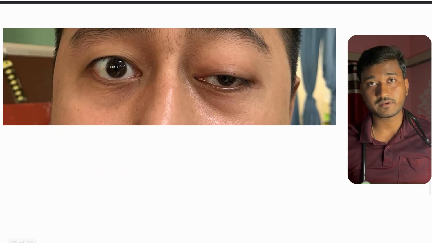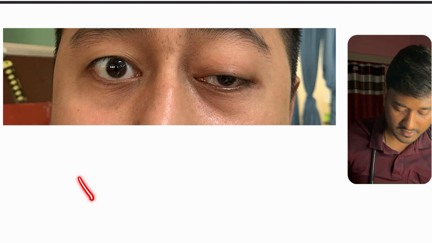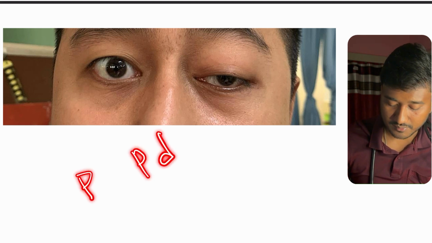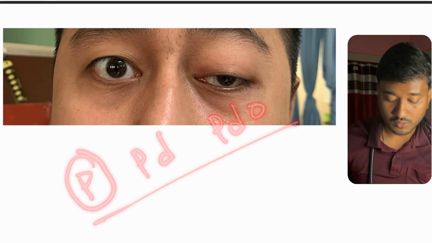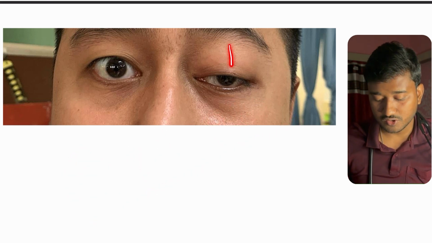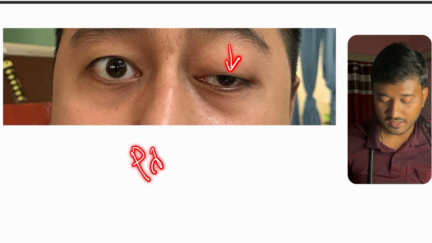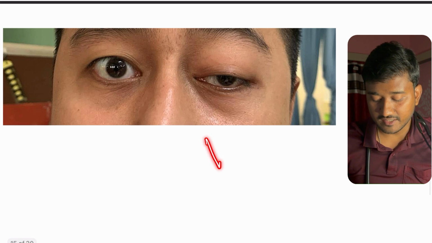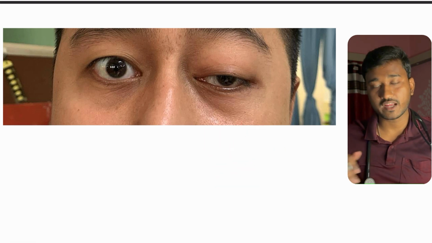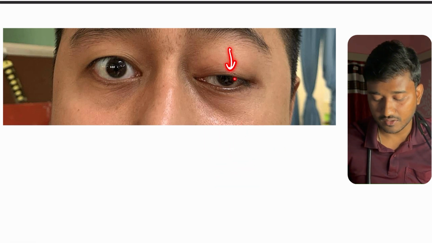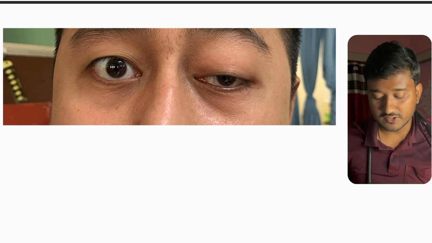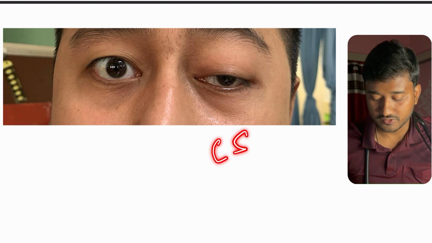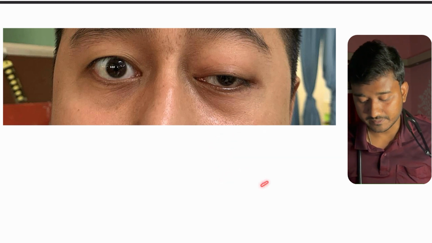What are the features of cavernous sinus thrombosis? Please remember one thing, that is P, PD and also PDO. That is your external ophthalmoplegia. P means there will be ptosis. You can see there is ptosis. And PD is pupillary dilatation on the affected side, and PDO means pupil is down and out. Pupil is down and out. So this is your external ophthalmoplegia. Probably there is cavernous sinus thrombosis on the left side of this patient.